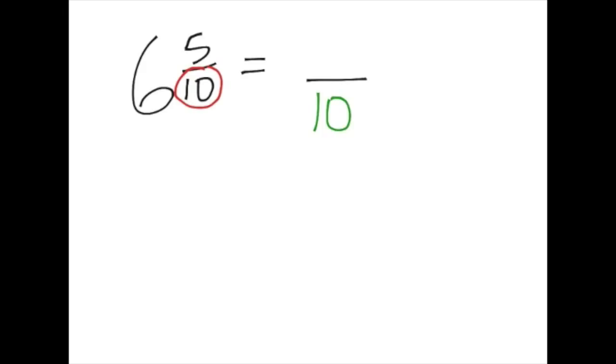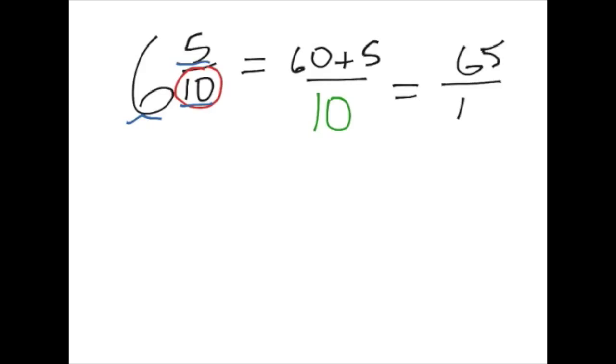Now what goes on top? Well, on top, specific formula, we're going to have 6 whole groups of tenths. So 6 times 10, which is 60, plus 5 more. So all in all, we have 65/10. And that's our improper fraction.